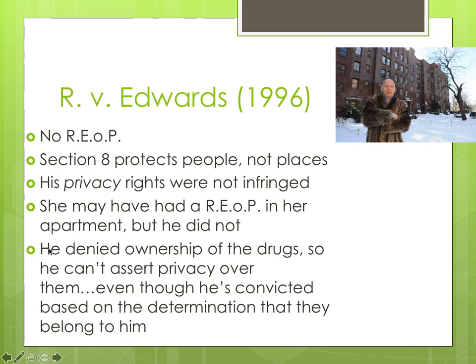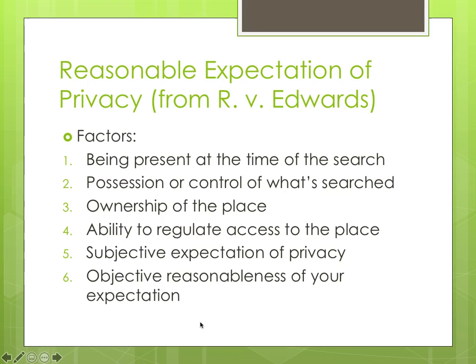And this is really strange to me, but the Supreme Court even said that because he denied ownership of the drugs in this case, which makes sense because he's being charged with crimes relating to owning these drugs and he didn't want to be found guilty, so he said, no, they're not mine, he can't assert privacy over them. And what ends up happening is he's convicted based on the fact that they did find this evidence and the determination that these drugs did belong to him. So you might see a bit of a paradox here. It might seem really crazy, but ultimately the important thing to retain is that when they applied these 6 factors in the case of Edwards, they found that he did not have a reasonable expectation of privacy.